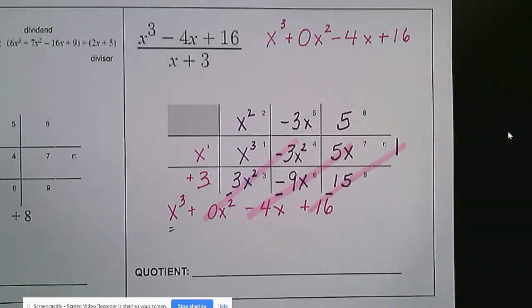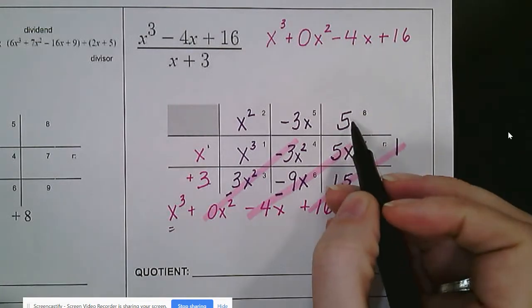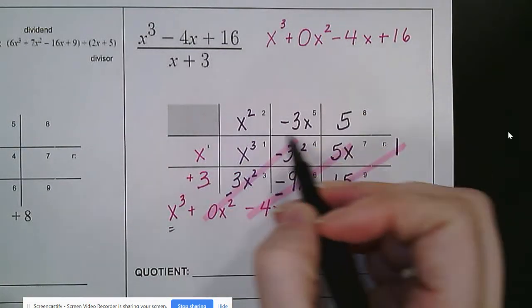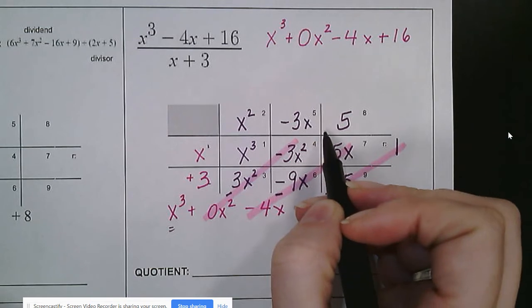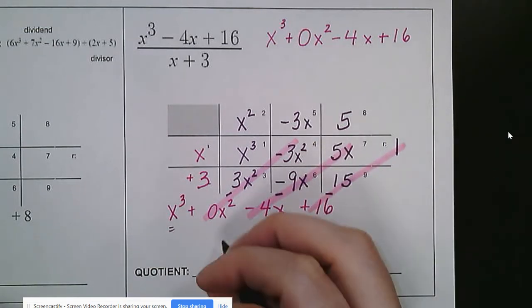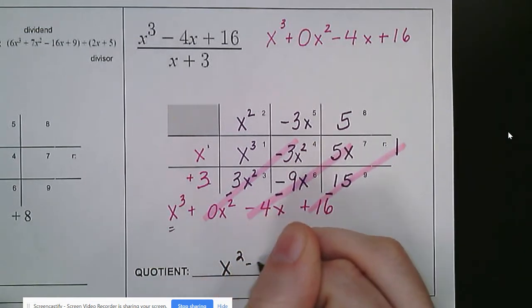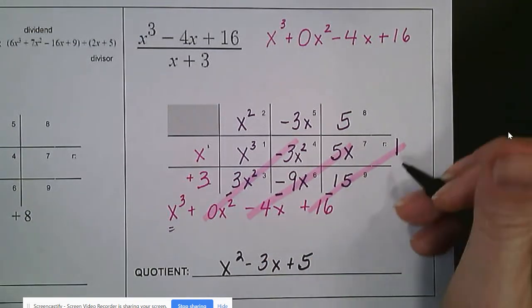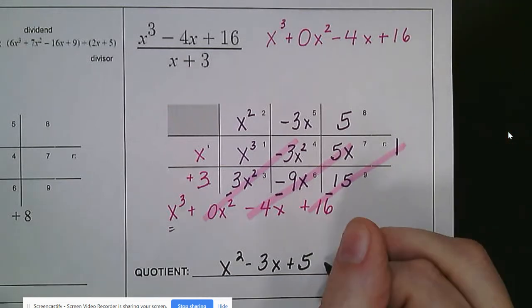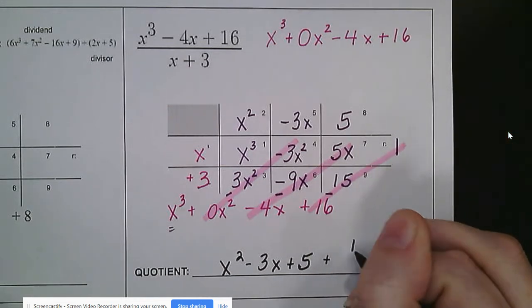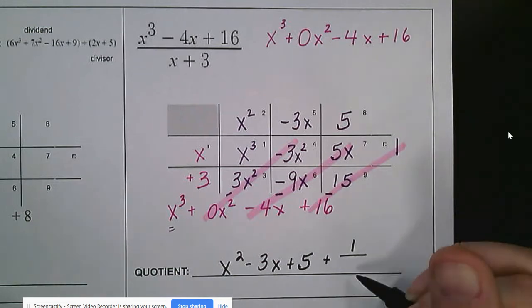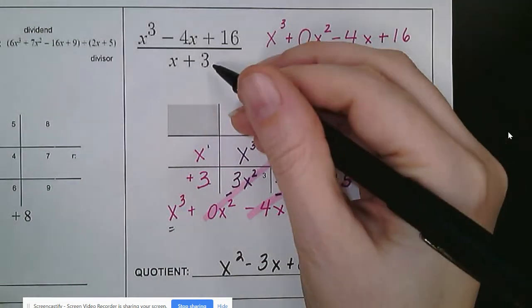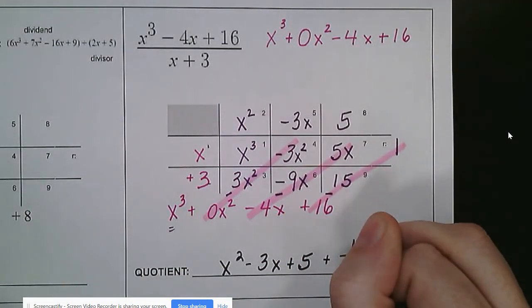So I actually have my whole answer here now, which is called a quotient. And that answer is coming from up here. Our quotient is actually up here. It's these terms that we found on the top. So when I write that, I've got x squared minus 3x plus 5. But remember, I have that remainder, and this one happens to be positive. So plus 1. And we put it over the original divisor. So x plus 3.